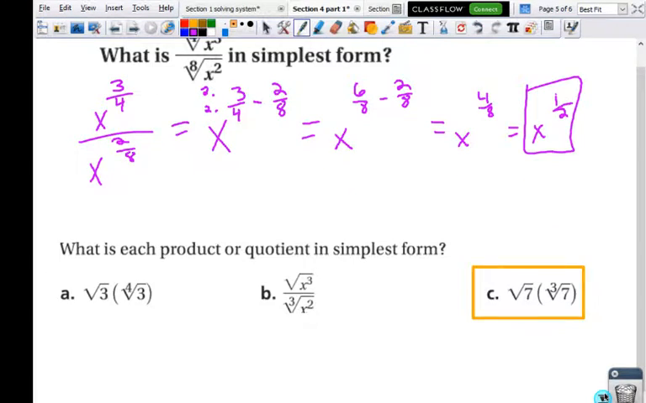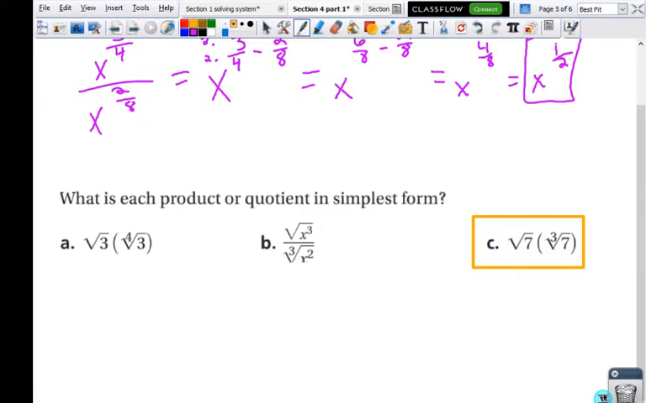Alright, so these are just multiplying. Let's look at part A down here. We are multiplying the square root of 3 times the 4th root of 3, right? We can't really do it like this, so let's convert to exponential. That's 3 to the 1/2 times 3 to the 1 over 4, right?